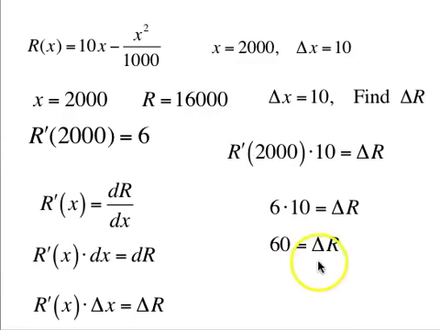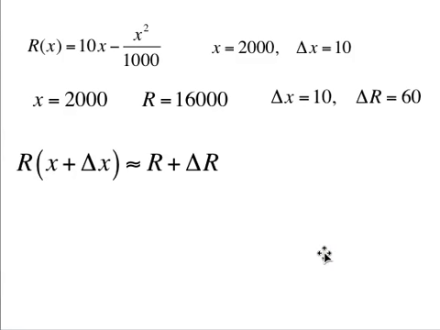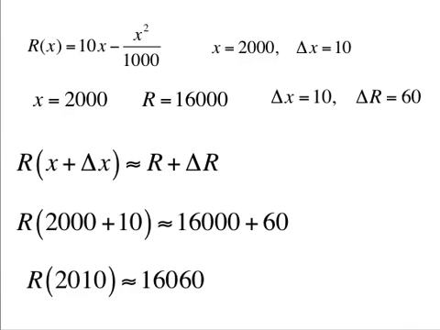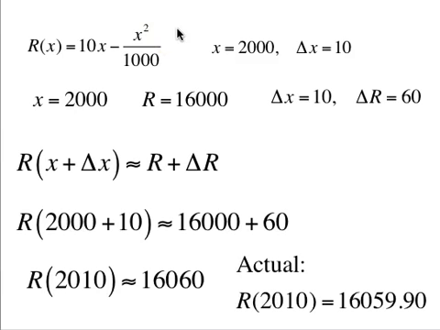We started with 16,000. Our change in r is 60, so our new r will be 16,000 plus 60. So r of x plus change in x should be approximately r plus change in r. x, 2,000, change in x, 10. So r of 2,010 should be approximately 16,000 plus 60, or 16,060. But I can also find out what the actual number is just plugging 2,010 into this and doing the computation, and we get 16,059.90. So just a 10-cent difference between our predicted answer using the differential and the actual answer looking at the function. And that will conclude this lesson.